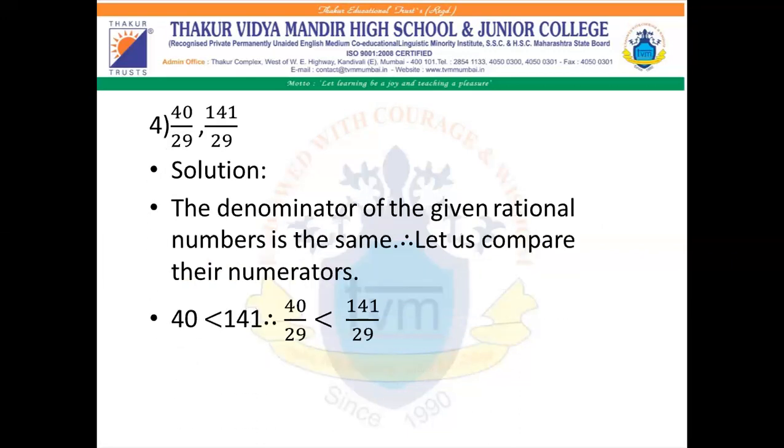Question number 4, 40 upon 29, 141 upon 29. Here, the denominators of the given rational numbers are the same. Therefore, let us compare their numerators. 40 is smaller than 141. Therefore, 40 upon 29 is smaller than 141 upon 29.